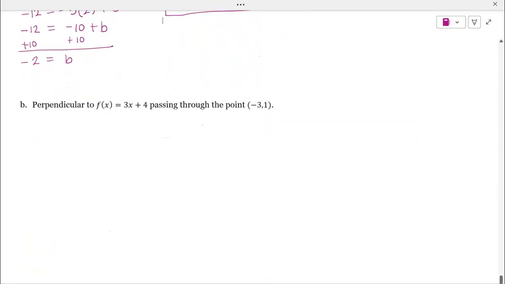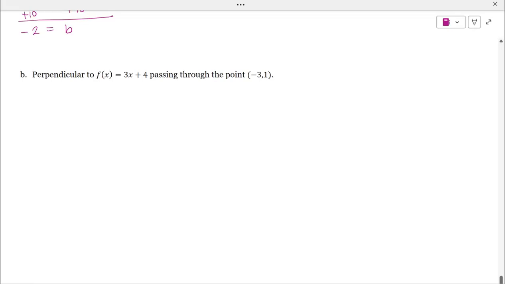For our next example, we're going to find a line that is perpendicular to a given line and passing through a given point. When we have lines that are perpendicular, their slopes are negative reciprocals. So the slope for our given line is 3. So the slope for our perpendicular line is going to be the reciprocal of 3, which is 1/3 with a negative sign in front of it. So let's use y equals mx plus b to plug in the point that we've been given and the new slope that we want, and figure out what the y-intercept is.